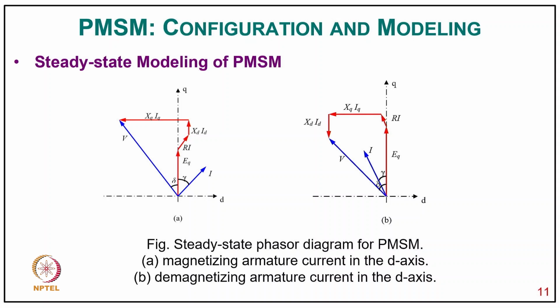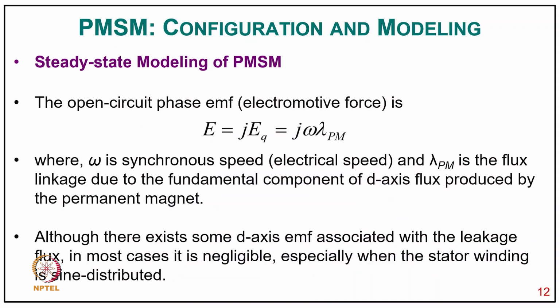Typically, you can see the phasor diagram for the magnetizing effect of armature reaction in the D axis and the demagnetizing effect in the D axis. Both magnetizing and demagnetizing effects are shown by providing the value of the exciting current in the two cases. Now, the open circuit EMF can be called equal to jEq, because magnets are put on the direct axis. So, the induced EMF in the quadrature axis is j omega lambda PM, where omega is the synchronous electrical speed and lambda PM is the flux linkage due to the fundamental component of D axis flux produced by the permanent magnet.